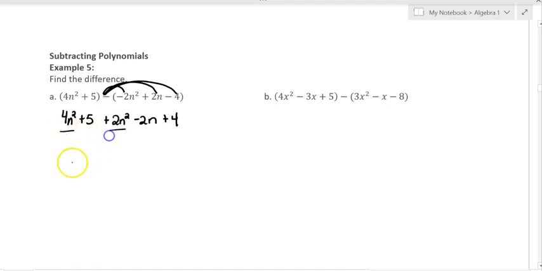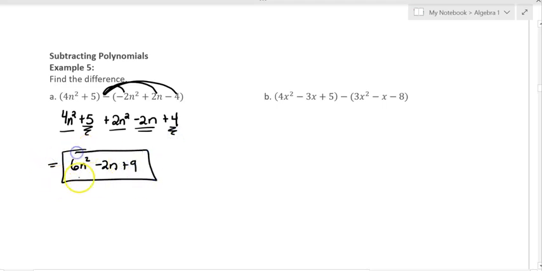Now you can just combine like terms. So we get 6n squared, and then minus 2n, and then 5 plus 4 is 9. You can tell I underlined them. That's just so I don't lose anything, have anything left behind. Sometimes you can use a highlighter and highlight them in different colors to show what needs combined. Do a method that works for you.